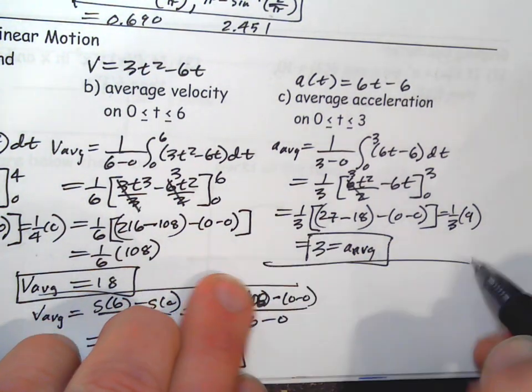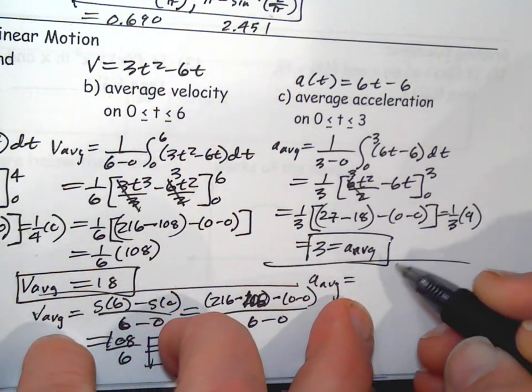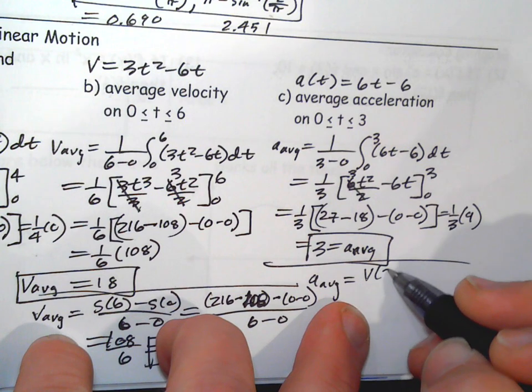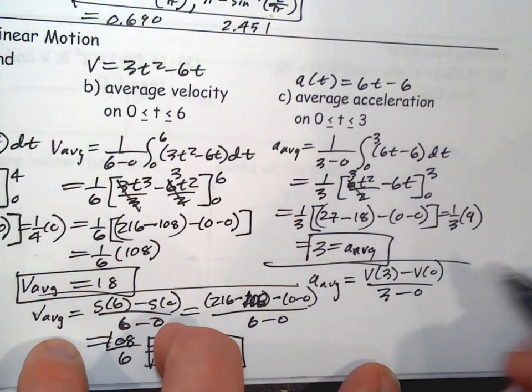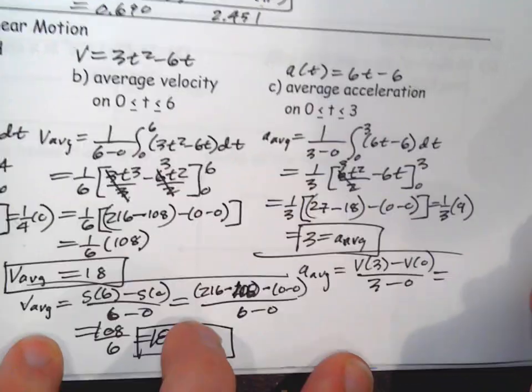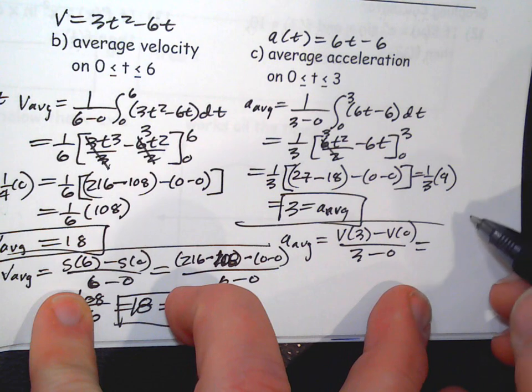But I think it would probably be better, since we already have the velocity, to just say, oh, well, that's going to be velocity at 3 minus velocity at 0 over 3 minus 0. Mean value theorem for derivatives. Acceleration is the slope of the velocity function. So let's just find the slope of the secant line between the endpoints.